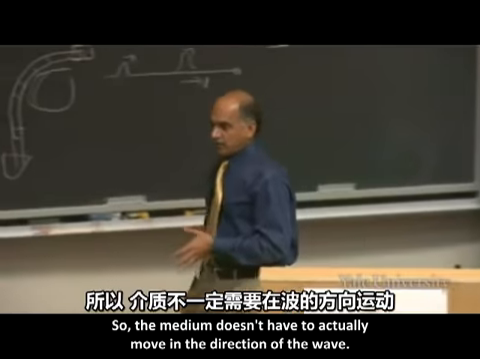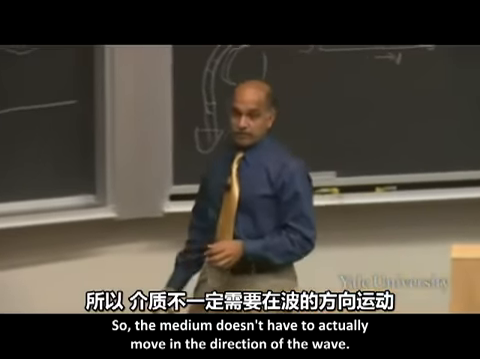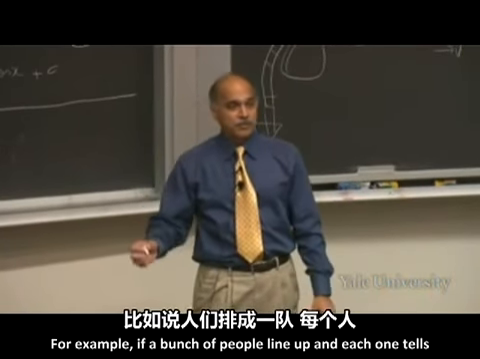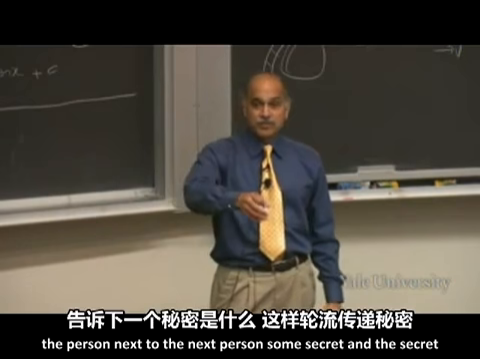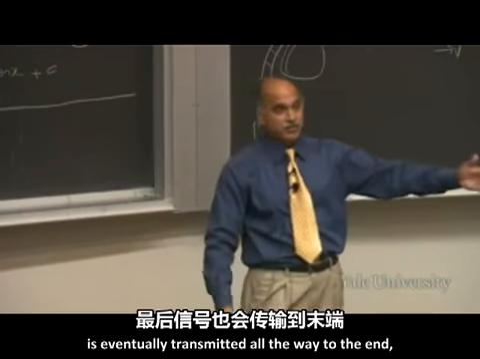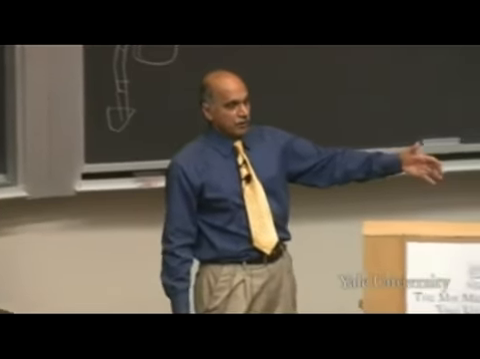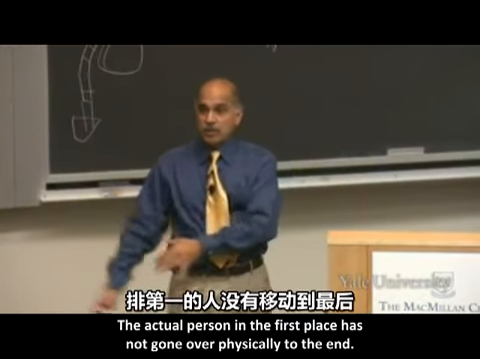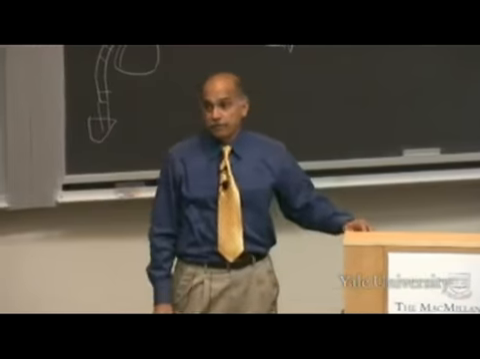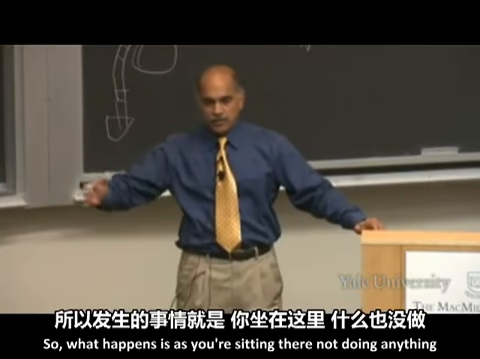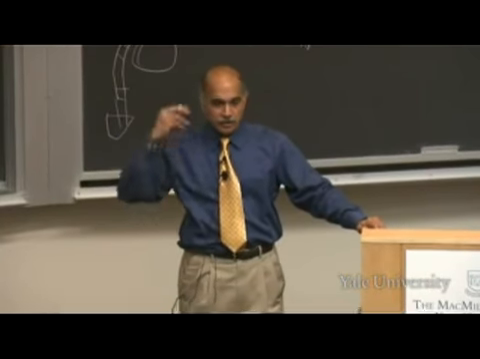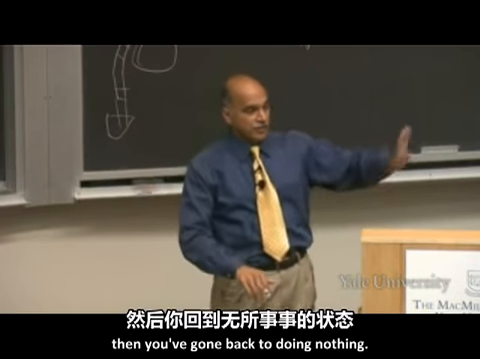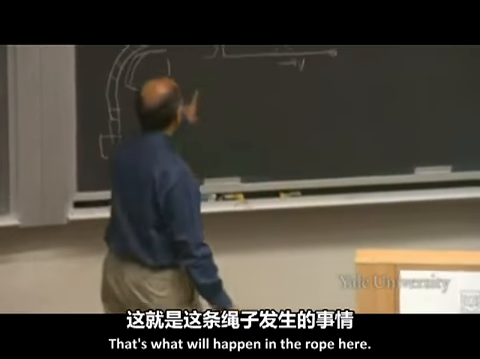So the medium doesn't have to actually move in the direction of the wave. For example, if a bunch of people line up and each one tells the next person some secret, and the secret is eventually transmitted all the way to the end, what has traveled is a secret. The actual person in the first place has not gone over physically to the end. So you're sitting there, not doing anything, suddenly you hear something, you pass it on to the next person, then you've gone back to doing nothing, then the signal travels. That's what will happen in the rope here.